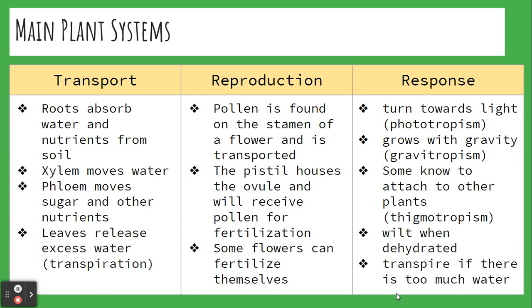One more response goes back to what we talked about in transport, and that is that a plant will transpire if they have too much water. So they'll actually release that excess water through the leaves. And again, that process is called transpiration.